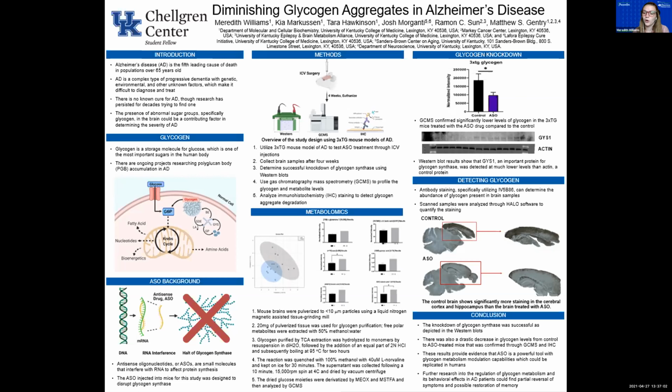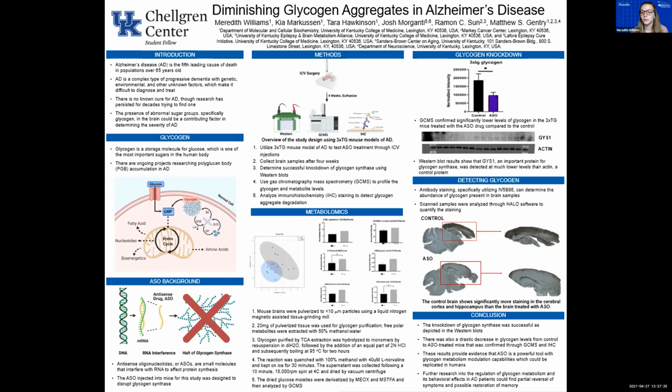And you can see that there's almost no bands present on that Western blot, meaning that that protein was almost knocked down entirely. Versus right below it is a Western blot for actin, which is not what we were targeting in this study. And you can see the bands very clearly. So this means that glycogen synthase was knocked down, but not anything else.